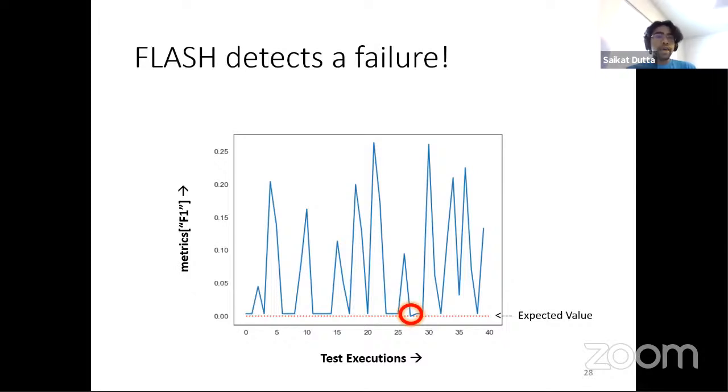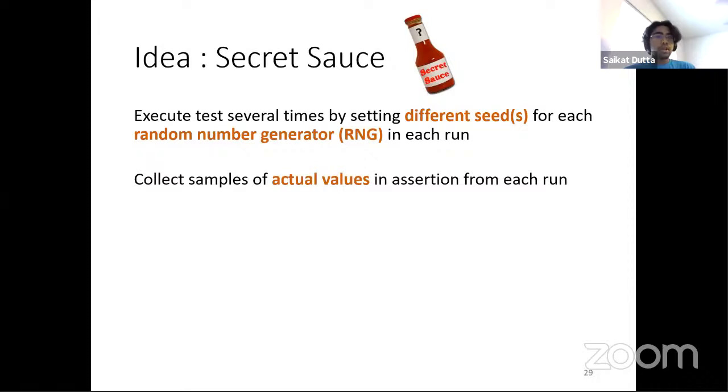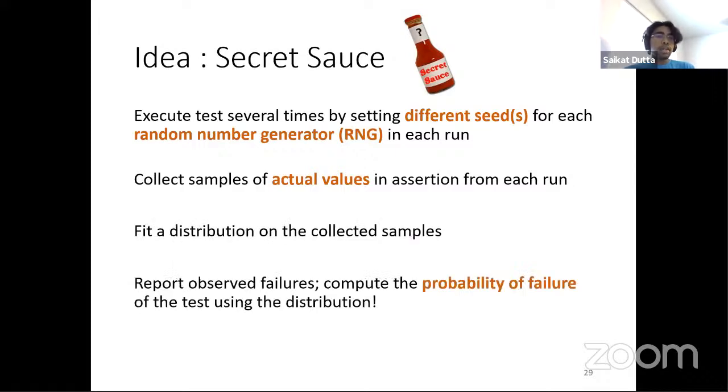So how does Flash do this? And what is the secret sauce behind it? This is how Flash works. It executes the test several times by setting different seeds for each random number generator, RNG, in each run. In fact, some tests can depend on multiple RNGs. The example that we saw before depends on NumPy and PyTorch RNGs. Then it collects the samples of the actual values, that is the F1 score in this case, in the assertion from each run. Then it fits a distribution on the collected samples. And finally, it reports observed failures and also computes the probability of failure of the test using the distribution.